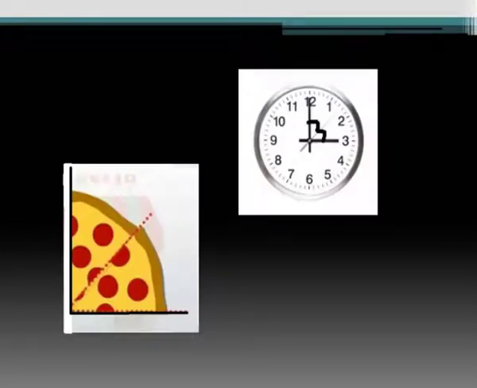So in our real life you can see complementary angles. For example, here in this clock diagram, if you add two angles you will get 90 degree. Like this, in a part of a pizza if you add two angles you get 90 degree. So these are some of the examples of complementary angles in our day-to-day life.